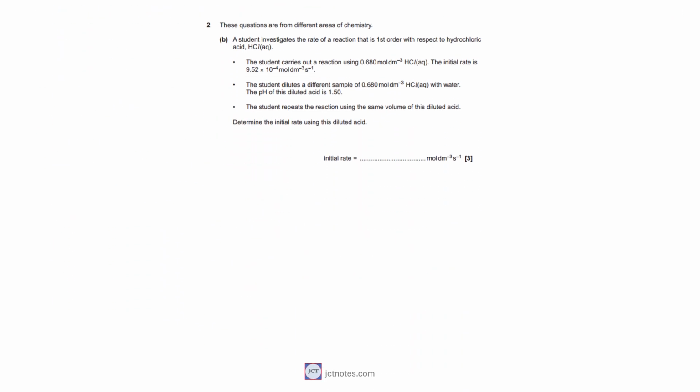In Part B of Question 2, a student investigates the rate of a reaction that is first order with respect to hydrochloric acid. The student carries out a reaction using 0.680 moles per cubic decimeter of hydrochloric acid. The initial rate is 9.52 times 10 to the power of -4 moles per cubic decimeter per second.